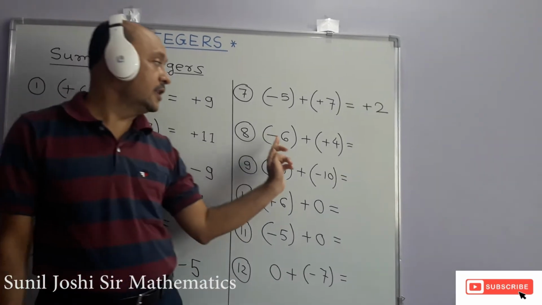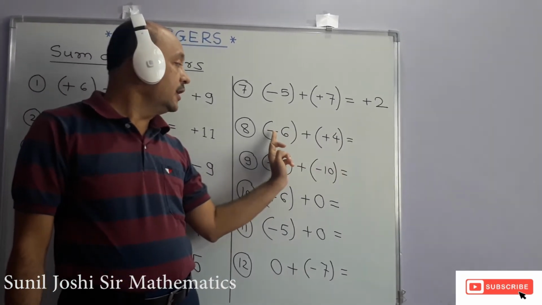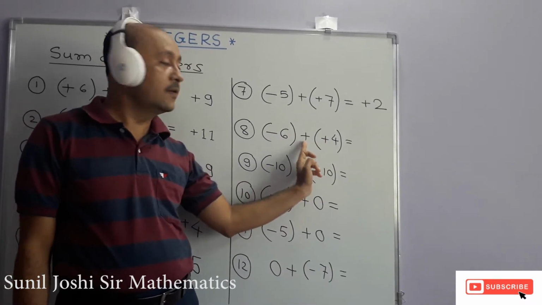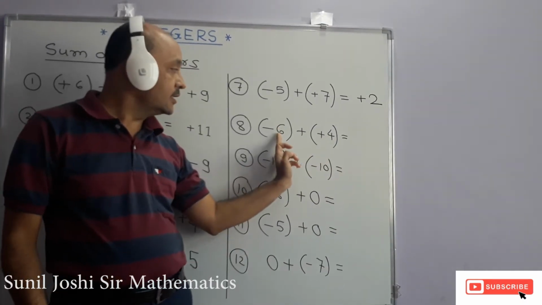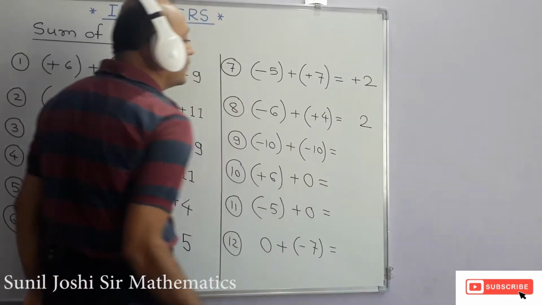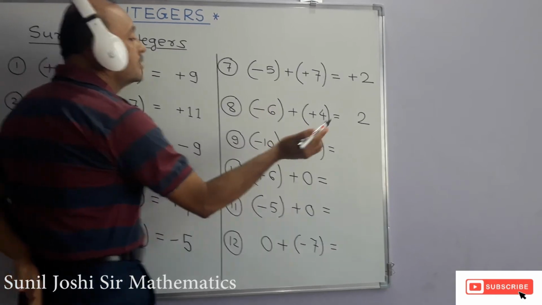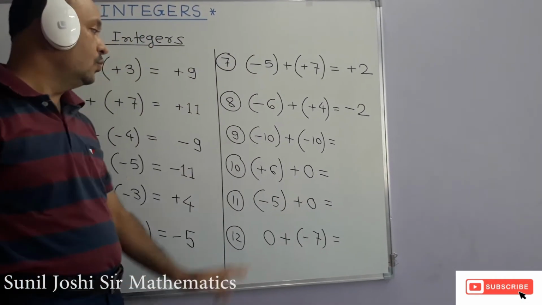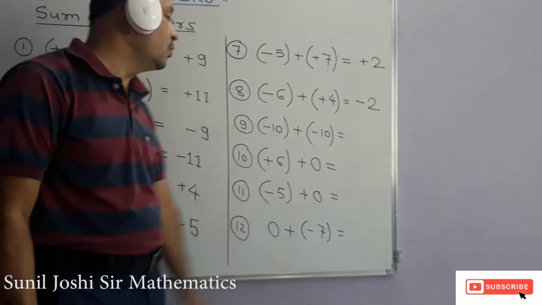Got it? So next, negative 6 is there, positive 4 is here. So the signs are different. Signs are different means don't do the operation addition. 6 plus 4, 10 will not be the answer here. So 6 minus 4 is 2 and the sign of the greater number. So who is the greater number here? 6 is the greater number, the sign is minus, therefore the answer has the sign minus, or it is called negative 2.